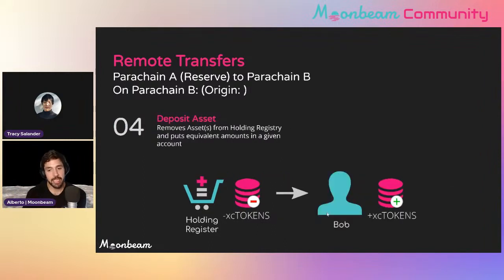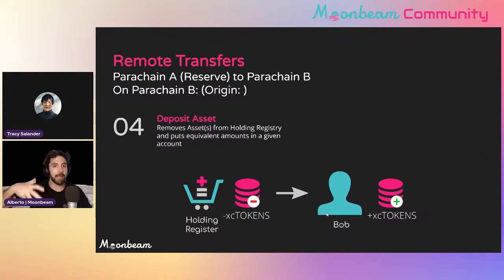And last but not least, the last instruction is the one that, when it gets executed, is going to grab all the tokens from the shopping cart and transfer them to Bob, which is the destination address that Alice on Moonbeam decided to send it to, okay?